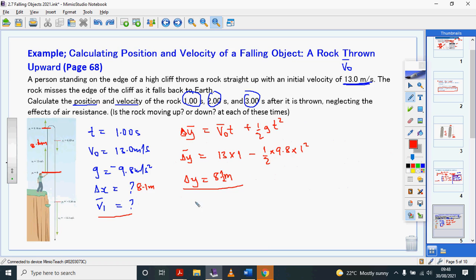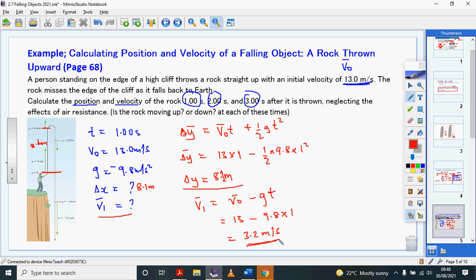So I'm going to use the equation that says final velocity is equal to initial velocity. Instead of using positive, I'm going to say negative because my downward is negative and my acceleration is negative. So initial velocity is 13 minus acceleration due to gravity 9.8 times 1. So its velocity at that position is 13 minus 9.8, which is 3.2 meters per second.